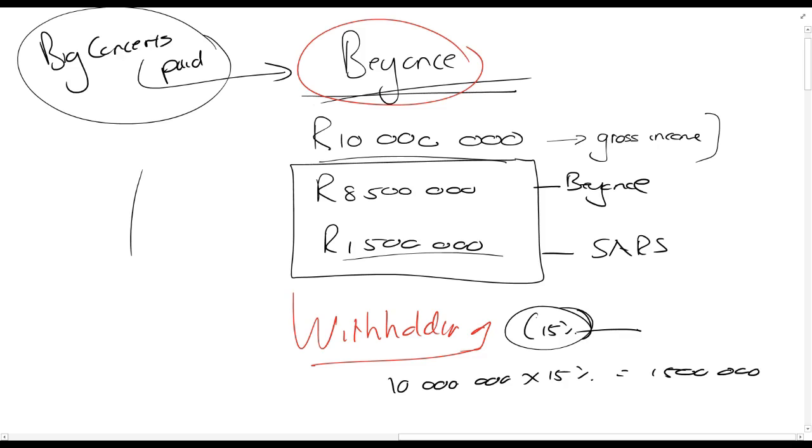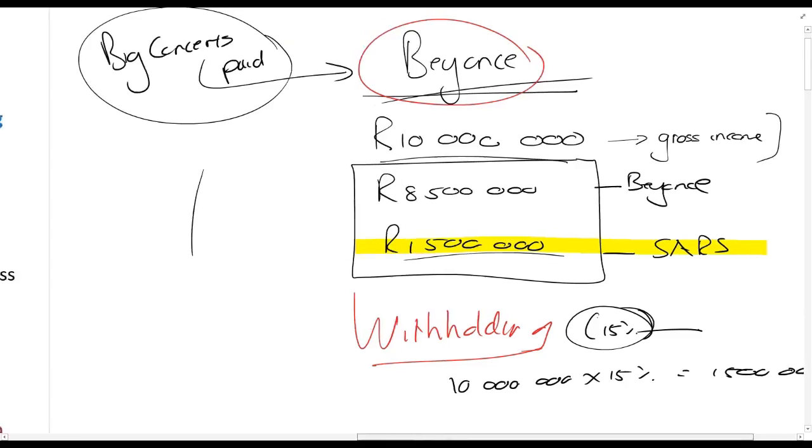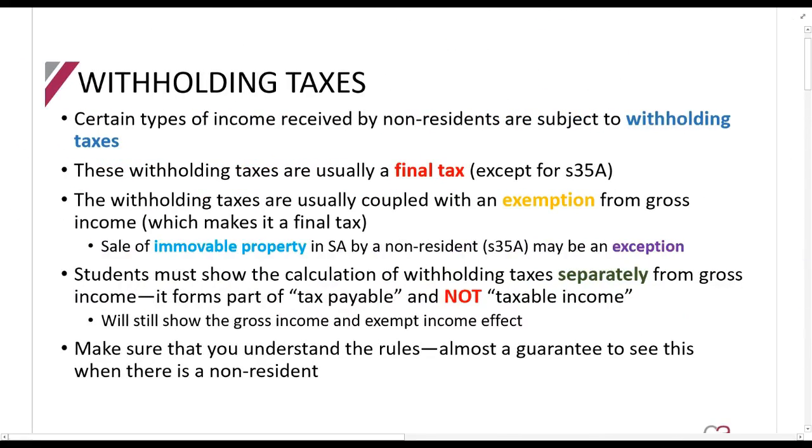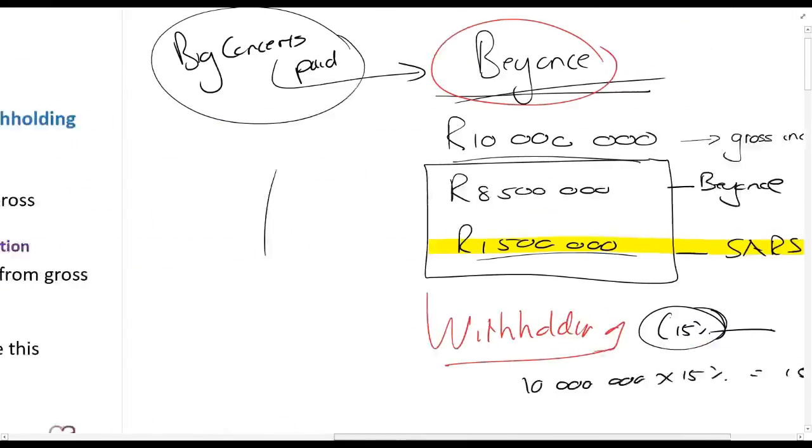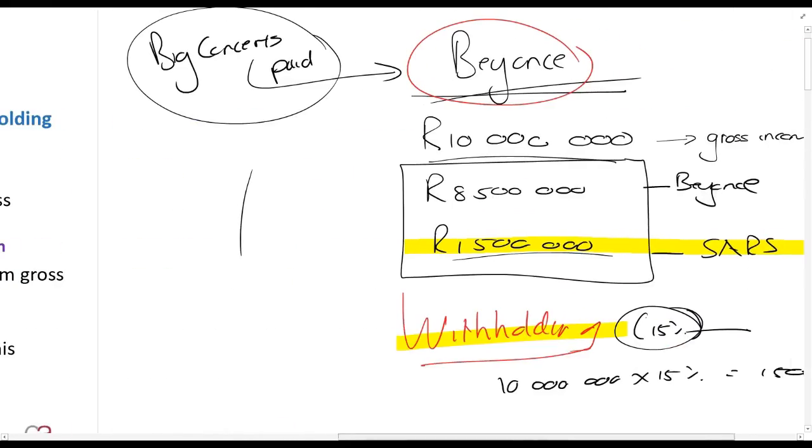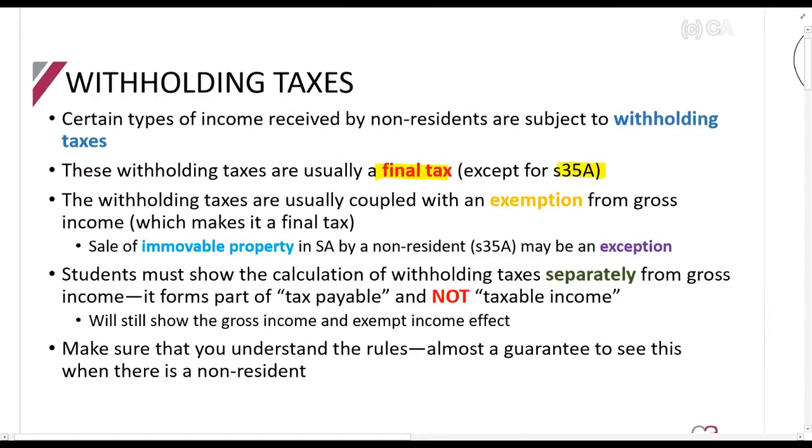Now, as you'll see how the Act has been written, in the majority of the time, that 1.5 million rands there is a final tax. The only exception to that is section 35A, which we'll look at separately. Now, I want you to understand, guys, withholding tax is not income tax. It is its own separate tax.